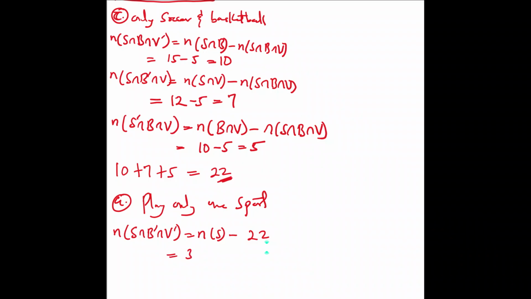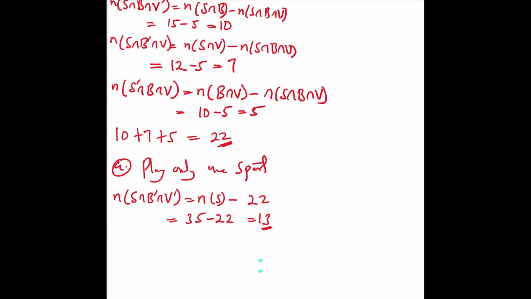So that will be 35 minus 22. 35 minus 22, that's 13. So that's the number of students who play only soccer. This is for only soccer.